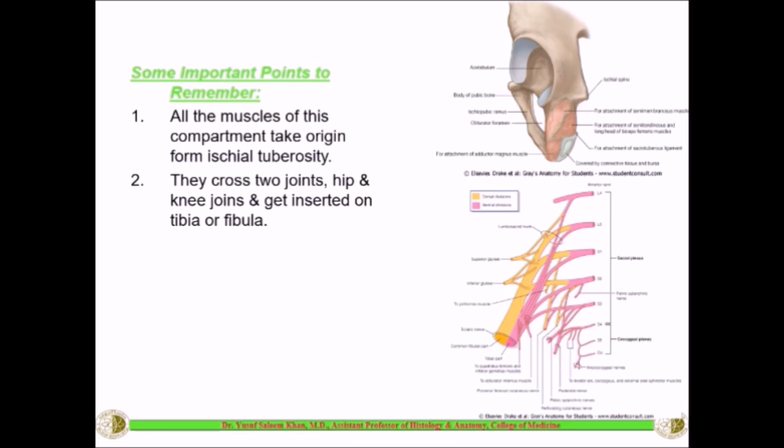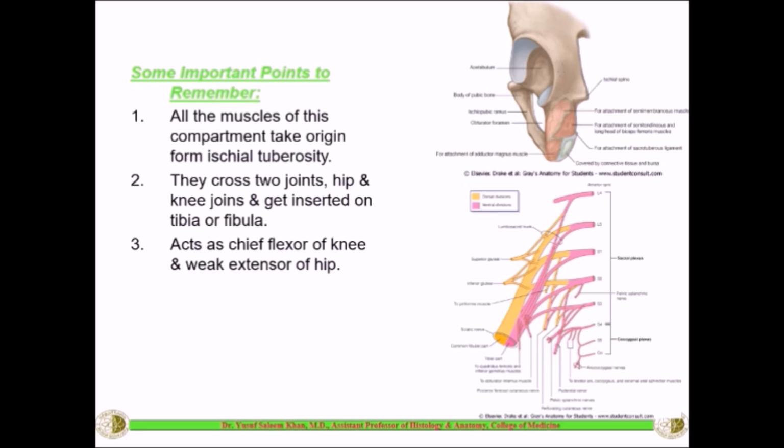All these three muscles cross both joints, the hip joint as well as the knee joint, and hence they have action on both. These muscles get inserted either on the tibia or the fibula. So they cross the knee joint and then descend downwards and get inserted to the tibia or the fibula. They cross both the hip and the knee joint, and the importance is that they have action on both the hip joint and the knee joint.